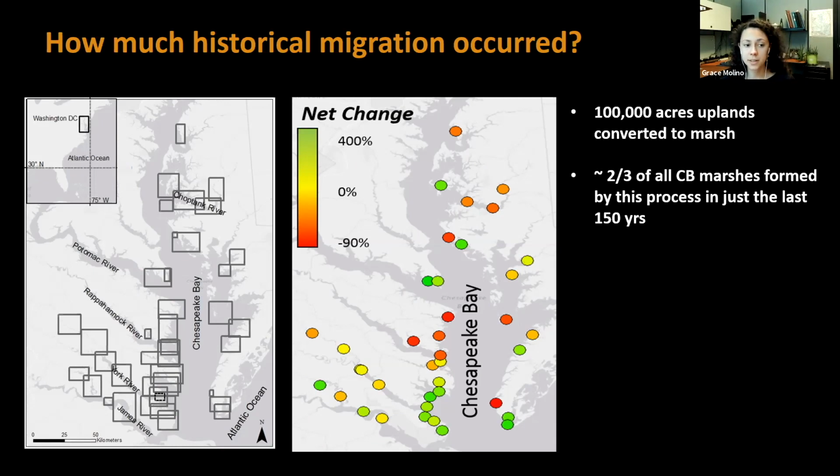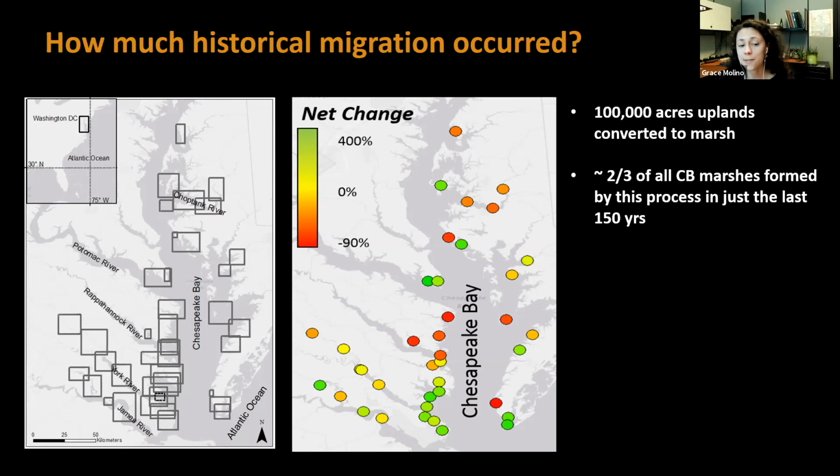And so within the Chesapeake Bay, 100,000 acres of uplands have converted to marsh in the last 150 years. So that's 2/3 of all the current marshes in Chesapeake Bay that formed by this process, which is an immense amount of coastal change for the region and one that occurred relatively rapidly. And so this was where my work comes in.